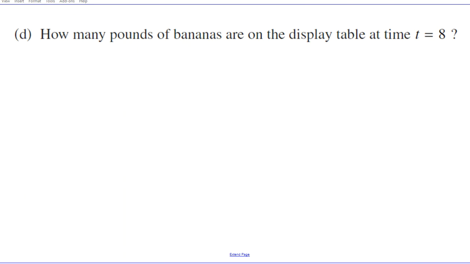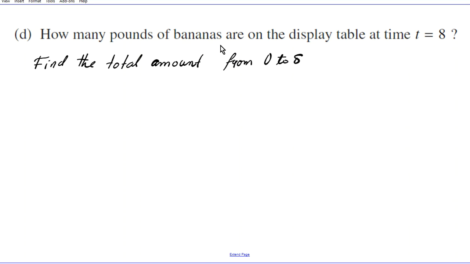All right, the last one. It says how many pounds of banana are on display at time t equals 8? So from 0 to 8, how many pounds are on display? What this is asking for is basically the total amount going from 0 to 8. So let's go ahead and write down the formula that will guide our problem solving process. The formula is as follows.